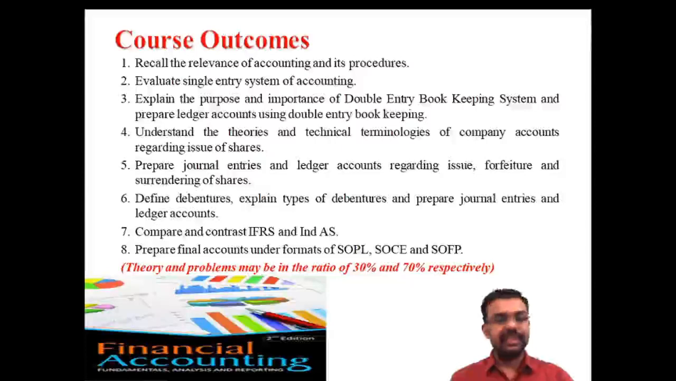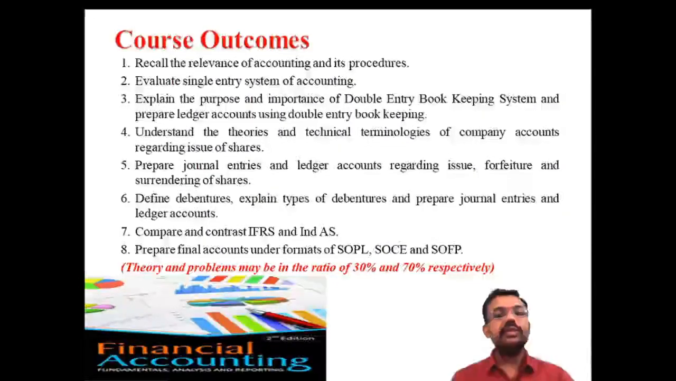What do you expect? There are 8 outcomes relating to financial accounting. One is to recall the relevance of accounting and its procedures, and evaluate single entry accounting; explain the purpose and importance of the double entry bookkeeping system; understand theories and technical knowledge regarding company accounts; prepare journal entries and ledgers regarding issue, forfeiture and surrender of shares; define debentures, explain the types of debentures, and prepare journal entries and ledger accounts; compare and contrast IFRS and Indian accounting standards; and prepare the final accounts, that is the SOPL, SOE and SOP.